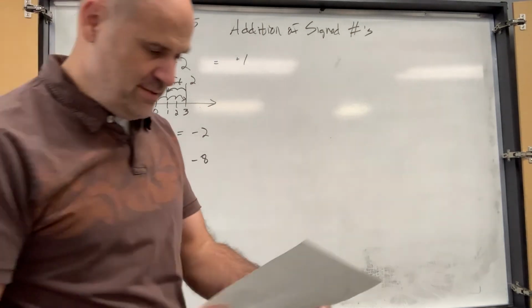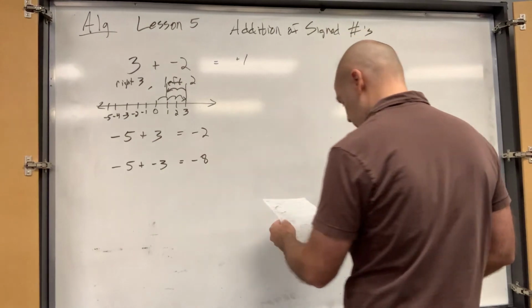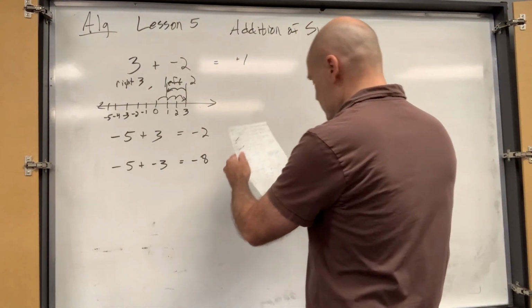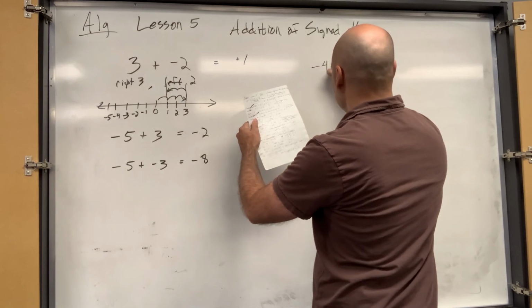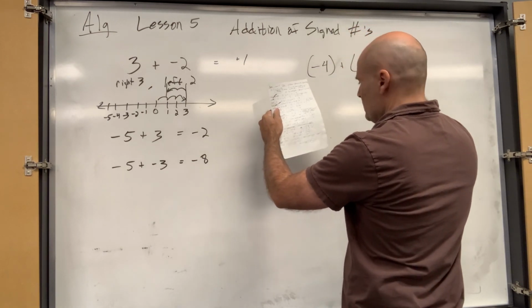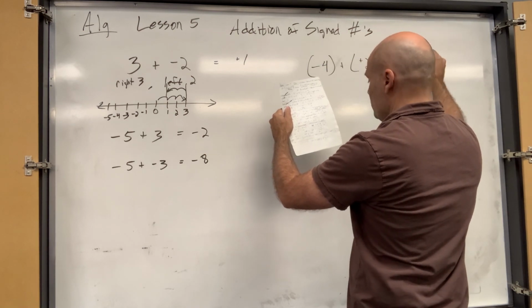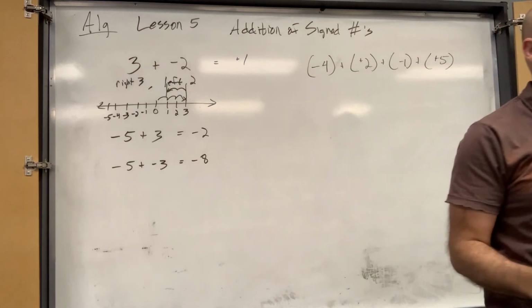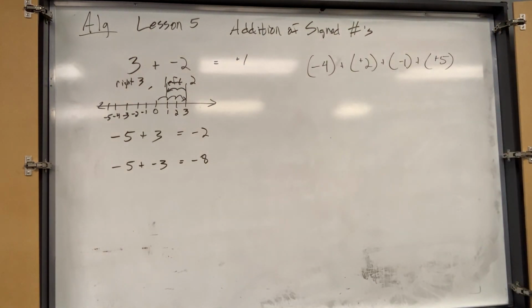Okay, almost done with 5 here. So then you can put them together. Let's say all these armies go down to the battlefield. -4 plus +2 plus -1 plus +5. Can you guys do this in your head? What is it? +2. Is that what you guys got?